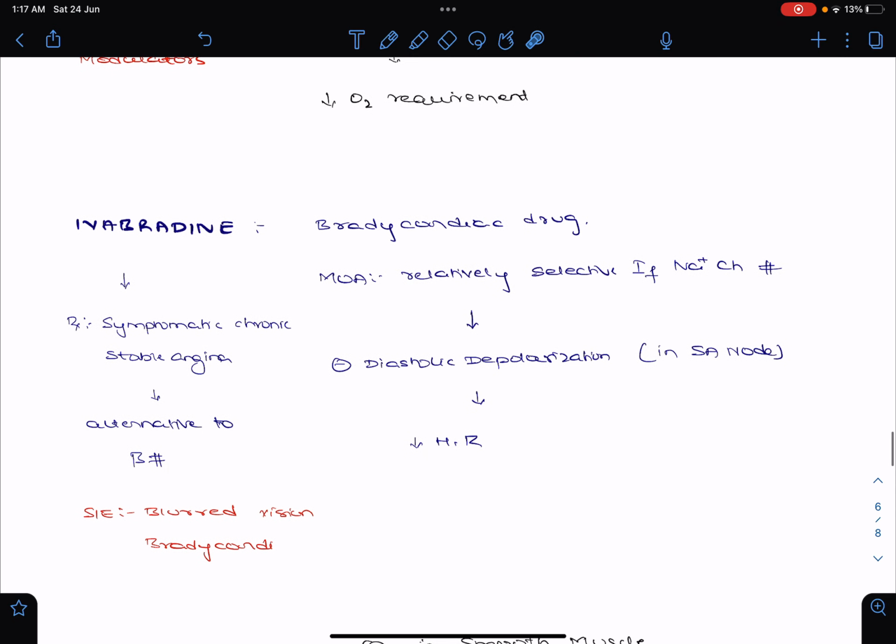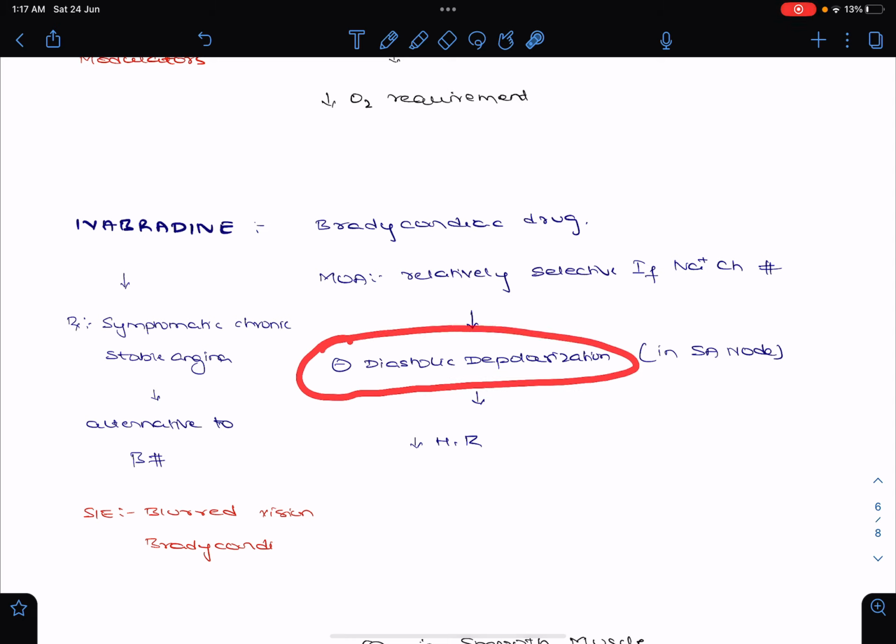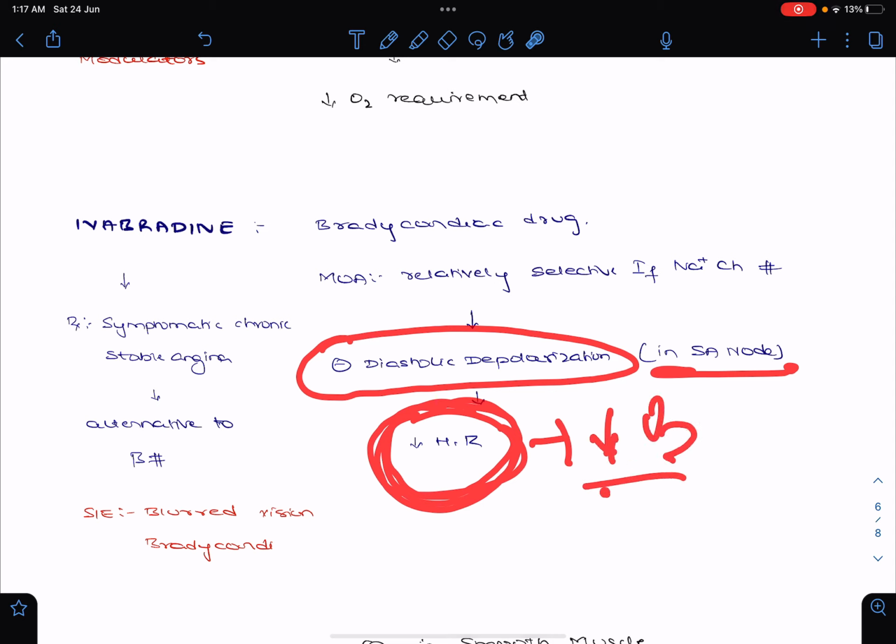On the other hand, we also have ivabradine. It is also called a bradycardiac drug. So if they ask about a bradycardiac drug, I should tell about ivabradine. So what is the mechanism of action? It inhibits the funny sodium channels. It is a relatively selective funny sodium channel blocker. Basically it is going to inhibit the diastolic depolarization, especially in the SA node, thereby it decreases the heart rate, decreases the force of contraction, and decreases the oxygen requirement.